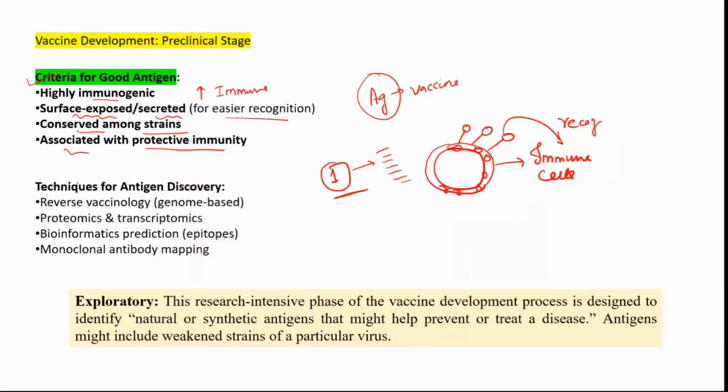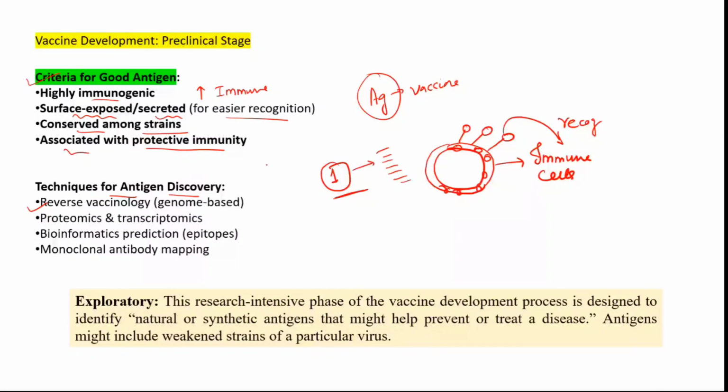Now, what are the techniques for antigen discovery? We have different techniques like reverse vaccinology, proteomics and transcriptomics. And apart from this, we have bioinformatics prediction and monoclonal antibody mapping. All these techniques are very important because we have a requirement of all of these things.